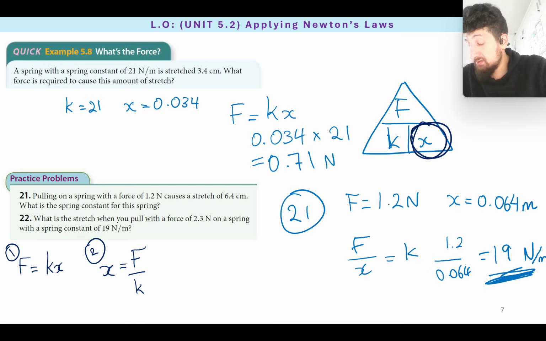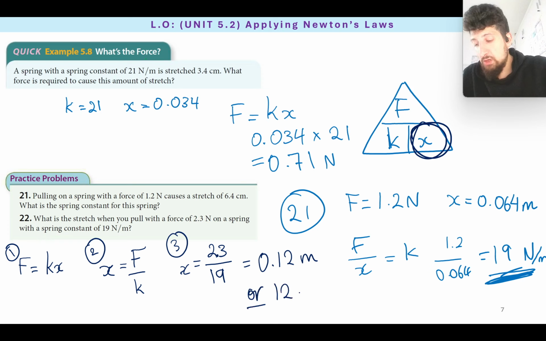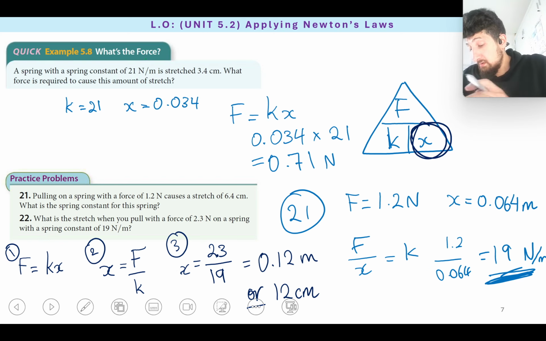Okay, so what is the stretch? That's how you work it out. That's step one, step two. Step three is going to be actually putting in the numbers, which is 2.3 divided by 19. 0.12 meters. So how much did the spring stretch? That much, or 12 centimeters. Not bad. 12 centimeters is quite a stretch. This much. Moving on.